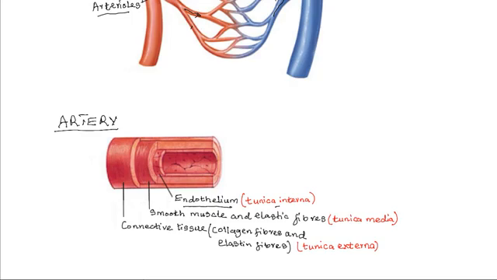Then the middle layer of the artery is composed of elastic fibers and smooth muscles. It's known as the tunica media. This layer is the one that is responsible for the dilation and constriction functions of the blood vessel. The outermost layer, known as the tunica externa, consist of connective tissues, which are mainly the collagen and elastin fibers.